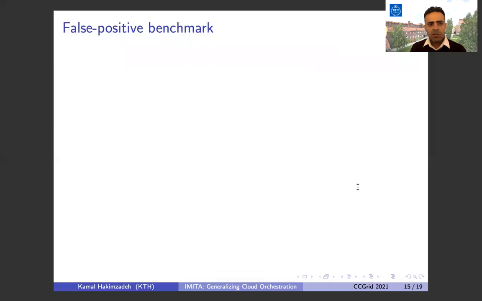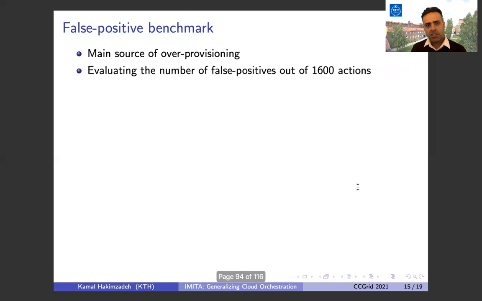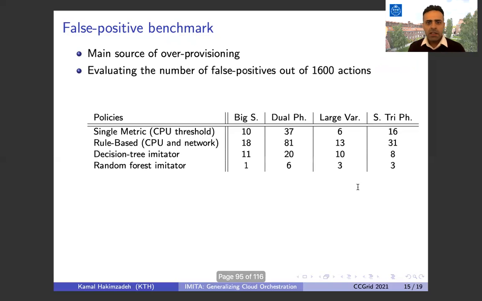So we would like to put the magnifier on why we get more over provisioning. Is it because the model doesn't work well? And in that context, the main source of over provisioning is our false positive actions. So we evaluate the number of false positive actions out of 1,600 actions that we take for the entire run. And we compared 4 different scenario policies here: single metric based on CPU, rule-based CPU and network, decision tree imitator, and random forest imitator.